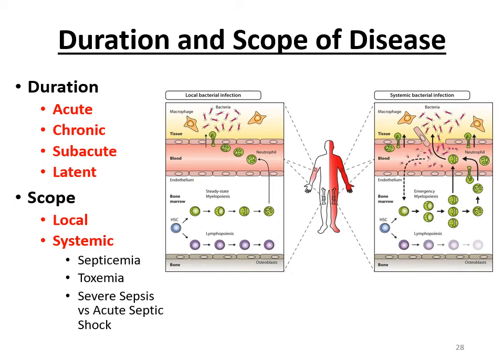Whereas if that infection then spreads throughout your blood and your lymph and spreads to other organs, well, now that's systemic. So local is one spot. Systemic is traveling through your body, so blood and lymph are now included. There's some terminology with systemic infections that you have to be familiar with. The first one is septicemia, which means there are pathogens or microbes in the blood, whereas toxemia is specific to toxins in the blood.